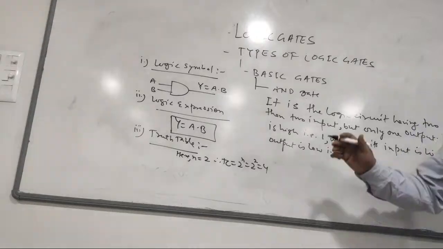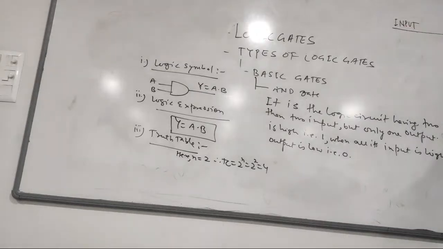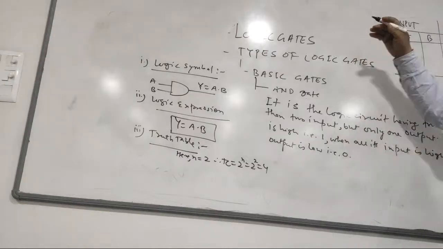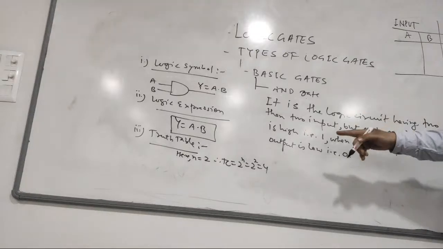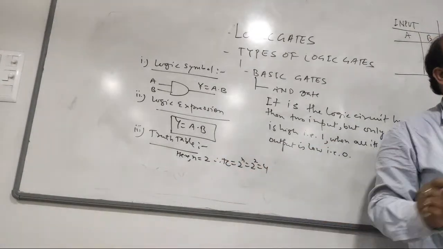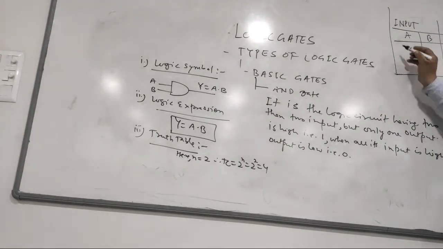Now make columns for input as well as output. In the input columns, we have to maintain 2 columns. In the previous class, we already discussed how we take input row combinations on the basis of the number of inputs. Because here the number of inputs is 2, the total number of input row combinations is 4. That means how are we generating that input row combination?